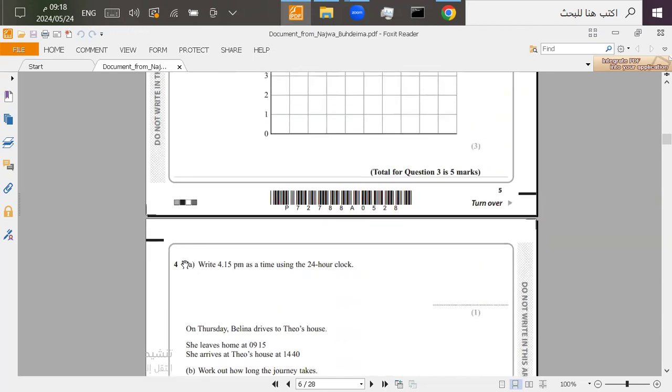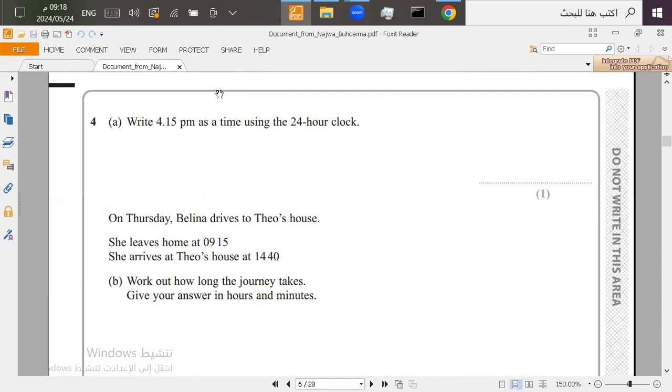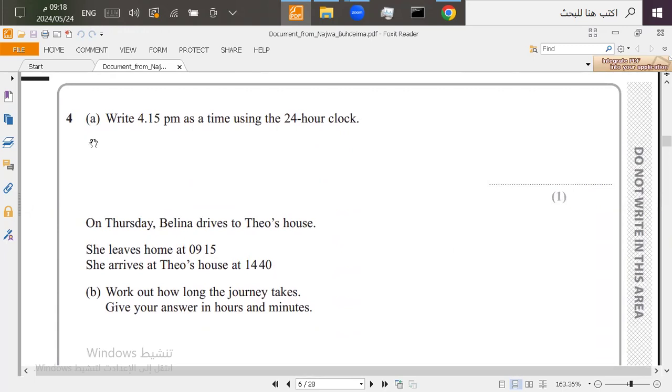Only bar chart, right? Yes. Question 4, let me zoom in. So write 4:15 p.m. as a time using the 24-hour clock. So we're gonna turn this into a 24-hour clock.